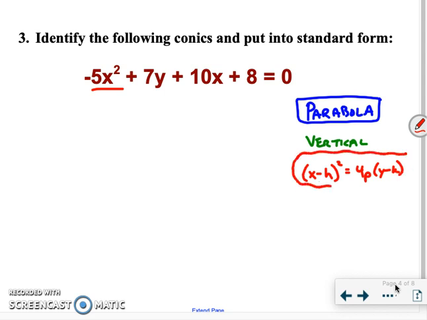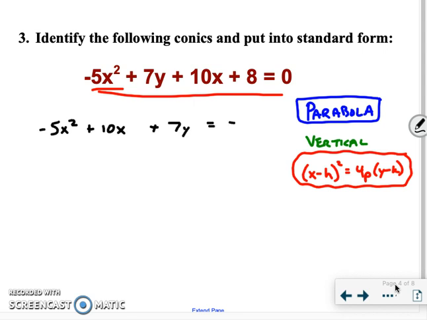So again, if we know that this is what we're trying to turn this into, it gives us a good idea as far as what has to happen. So hopefully we're thinking that we need to complete the square, but before we do any of that, I have to rewrite this equation to where I've grouped the x terms and the y terms together. So I'm going to rewrite this as negative 5x squared plus 10x plus 7y, and I'm going to move that 8 over to the other side. So equals negative 8. Before I complete the square, I'm going to have to get a positive 1 for the lead coefficient on that x squared term.